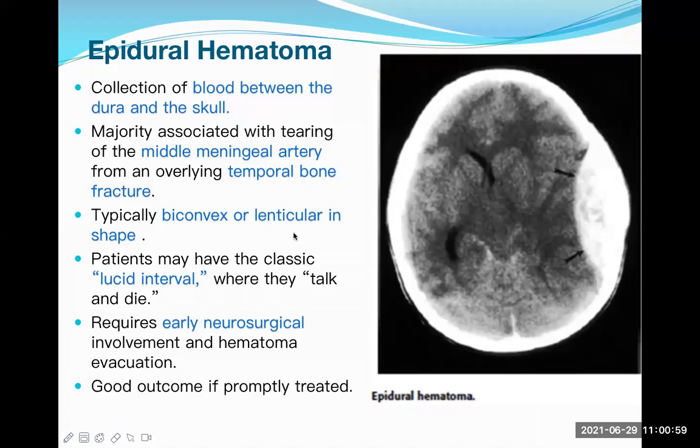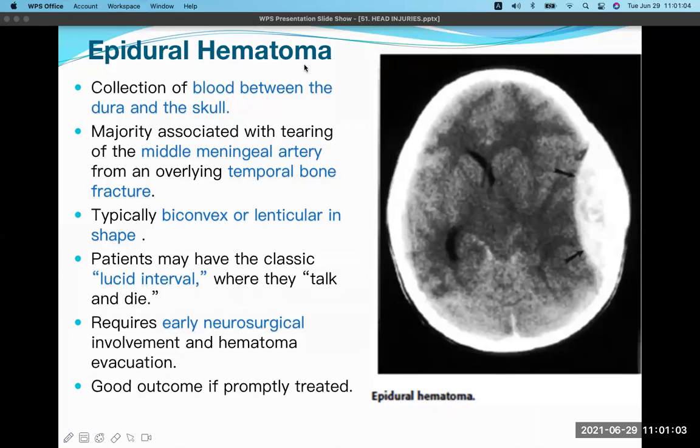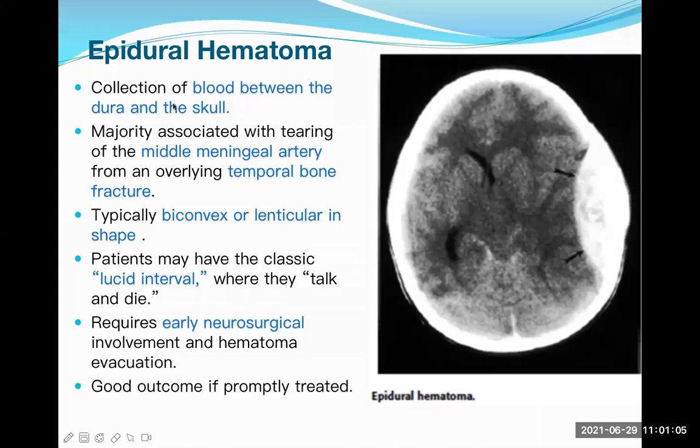In detail, you already know from your pathology discussion. I still remember, I've nicely taught you there. This is the collection of blood between the dura and the skull, in the epidural space. It is mainly caused by the rupture of middle meningeal artery when the temporal bone is fractured. It is typically biconvex or lenticular in shape. Lenticular means lens-like shape, and the lens in our eye is a biconvex lens.